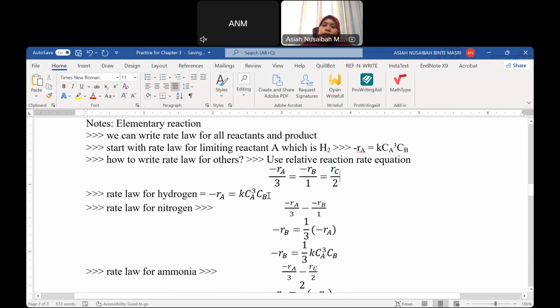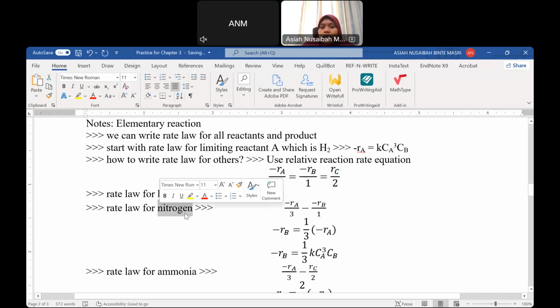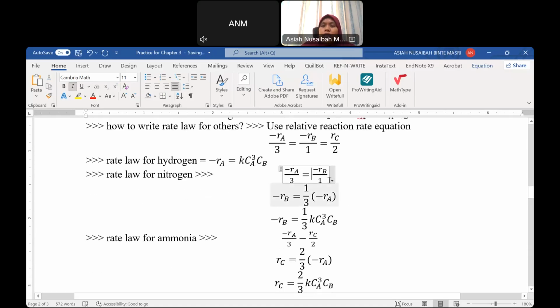Since we know already that minus Ra, which is the rate law for hydrogen, is equal to K Ca cubed Cb, then we can find for nitrogen, which is B. So we take part of this: minus Ra over 3 is equal to minus Rb over 1. Then we can rearrange, transfer 1 to the other side. So we got minus Rb is equal to 1 over 3 times minus Ra.